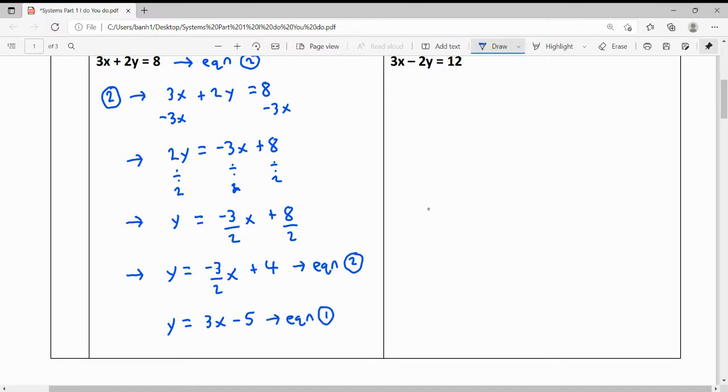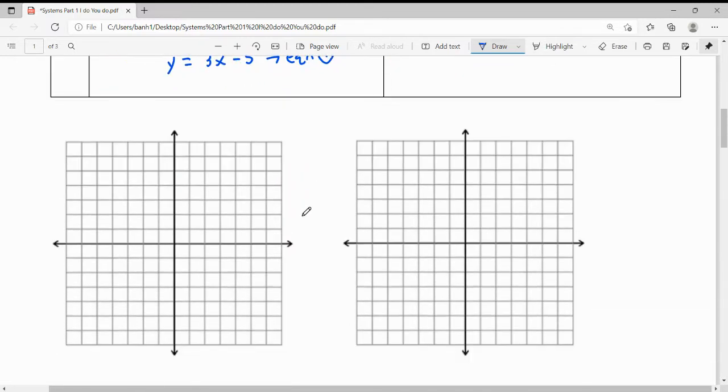Now that I have both of my equations in y-intercept form, I'm going to go down to my Cartesian plane and start plotting them onto the graph. Now you see why it's useful: when I'm in y-intercept form, I see the y-intercept and the slope. For equation 1, I notice that my y-intercept is at negative 5. So I count down: 1, 2, 3, 4, 5. I have a point right here.